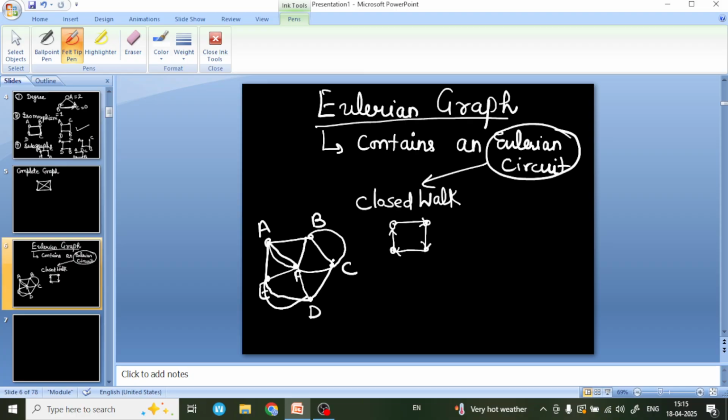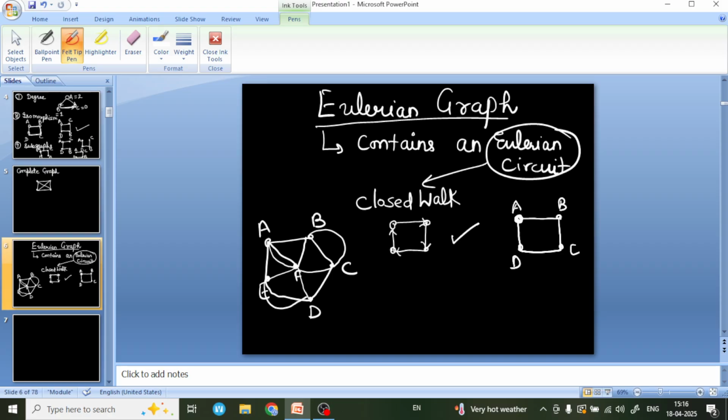In an Eulerian graph, we can draw it without lifting the pen. When we draw a graph without lifting the pen, tracing each line only once and returning to the starting point, like this. You can see here, you start from A, go to B, B to C, C to D, and reach the starting point without lifting your pen. This is called a closed walk, and this is called an Eulerian circuit, and this is an Eulerian graph.